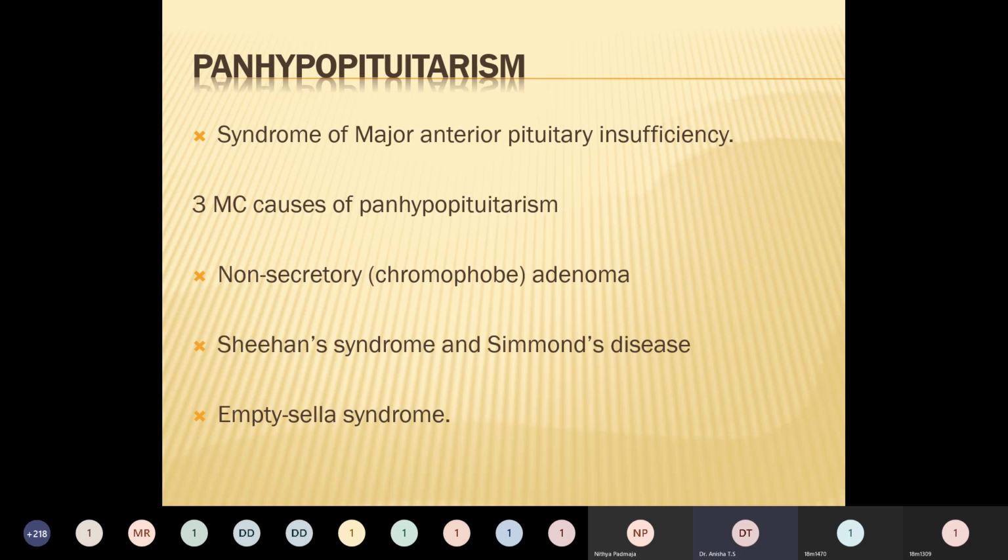So two important syndromes are panhypopituitarism and dwarfism. Pan means all. Panhypopituitarism means all the hormones of the anterior pituitary are affected. It can be because of chromophobe adenoma. It can cause Sheehan disease and empty sella syndrome.